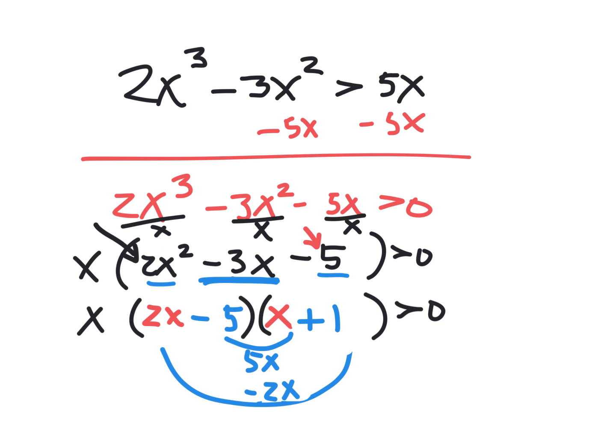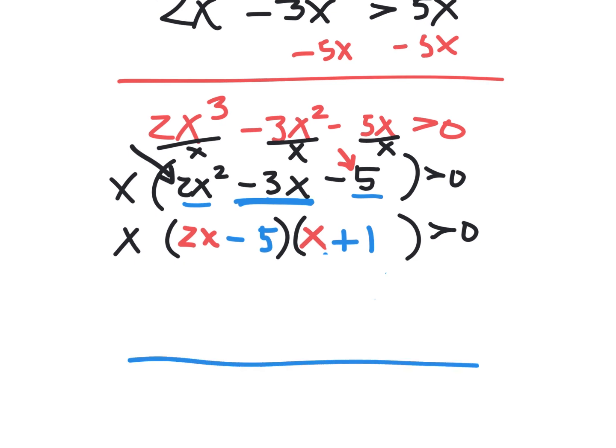Anybody verify they had the same thing as me? Sweet. Okay. But then, you're not done. Because it says greater than 0, that means number line time. And 0's one of your answers.